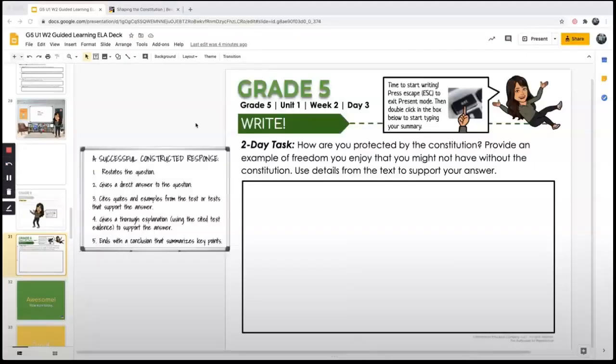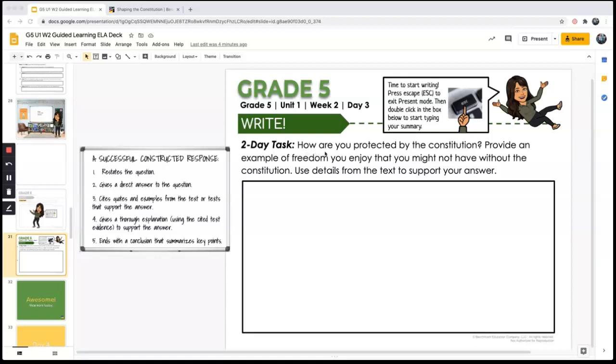Okay, this is your writing prompt that you will read on the next couple slides. We are going to do one example together. And notice that this says 2-day task. So you are welcome to start by taking notes today, and then tomorrow you can go ahead and write your final response after you have read more of the text. So let's read our writing prompt.